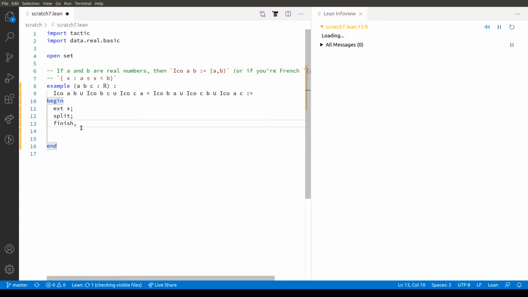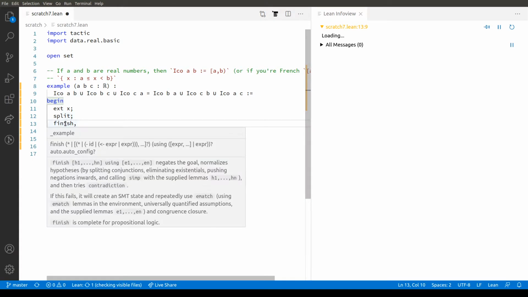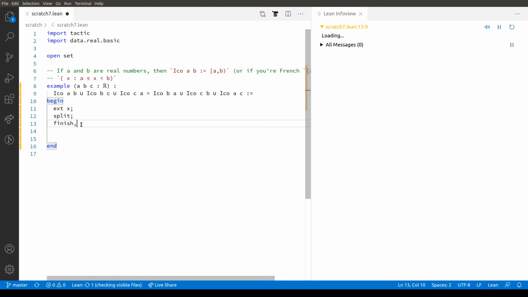So finish is taking a very long time. In fact, it's taking an extremely long time. And I wonder if it's going to time out. Well, I never. Well, while we're thinking about that, let's just leave that running.